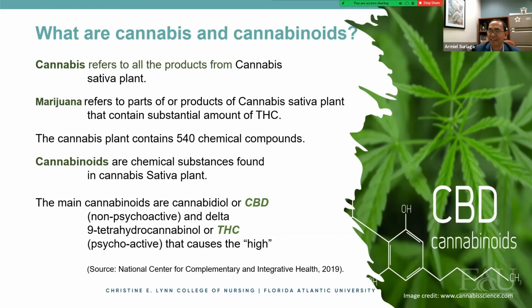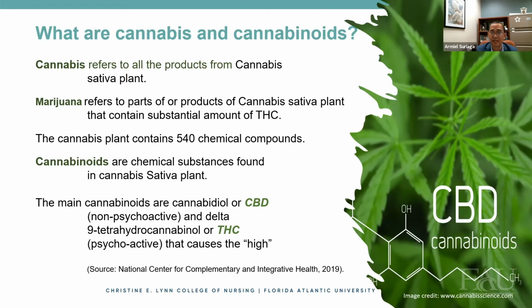My name is Armiel, and along with Dr. Changanesco and Dr. Aston of Brown University, we would like to share with you this research. And this is about cannabis and cannabinoids. On this first slide, we defined some terms like cannabis, which refers to all the products from the cannabis sativa plant, and marijuana, which refers to the parts or the products of the cannabis sativa plant which contain a substantial amount of tetrahydrocannabinol, or THC.